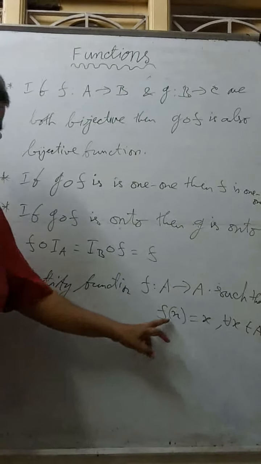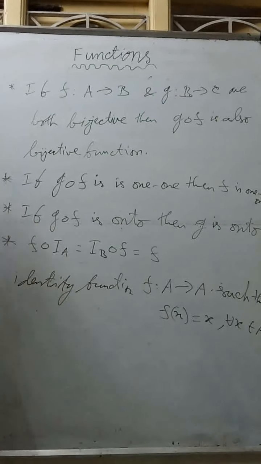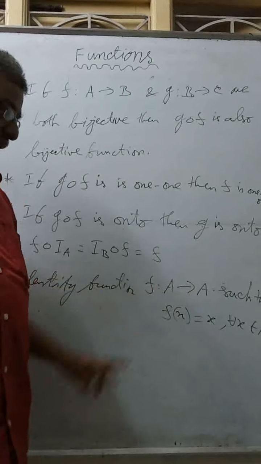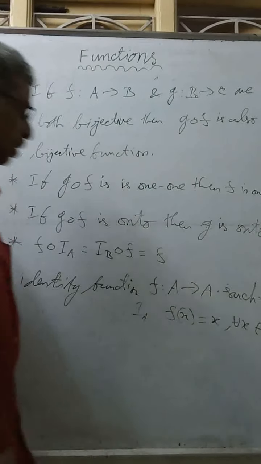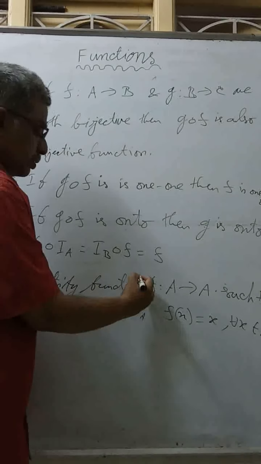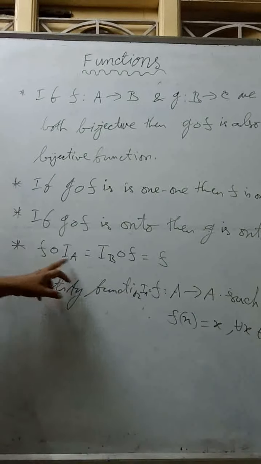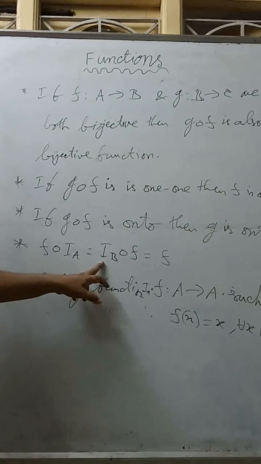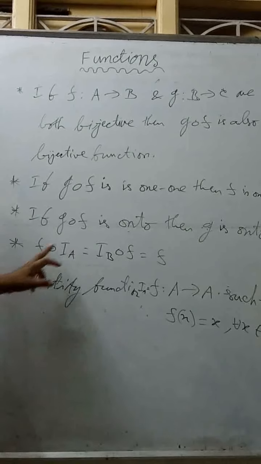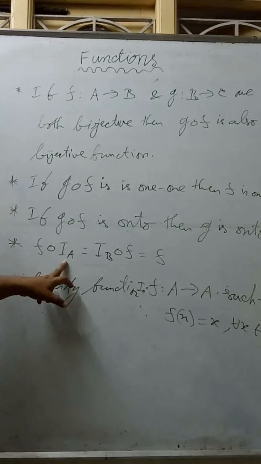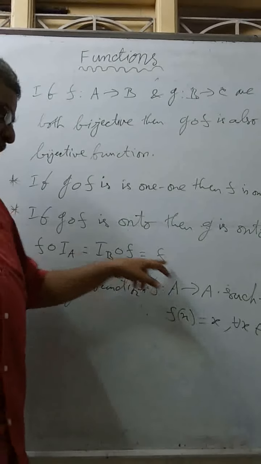So an identity function is F of x equals x itself. Such a type of function is called identity. Here this is the identity in A, we will also call it IA. What I am saying is F circle IA equal to IB circle F equal to F: the composite function with identity in A, and the composite function with identity in B, both are equal to F.